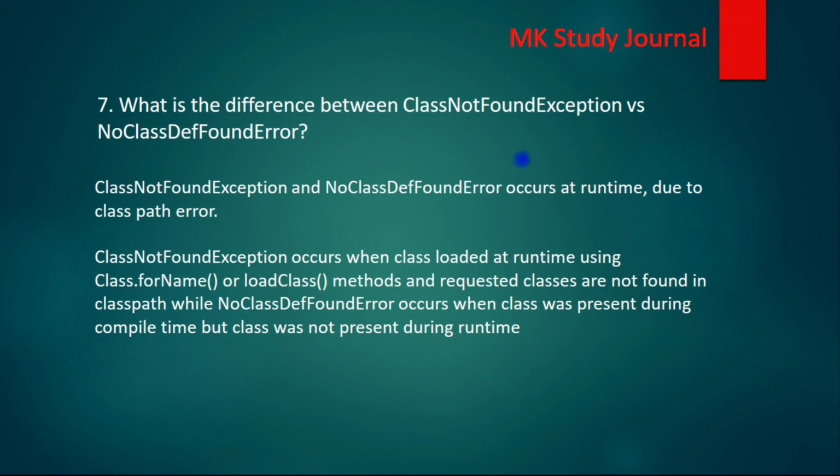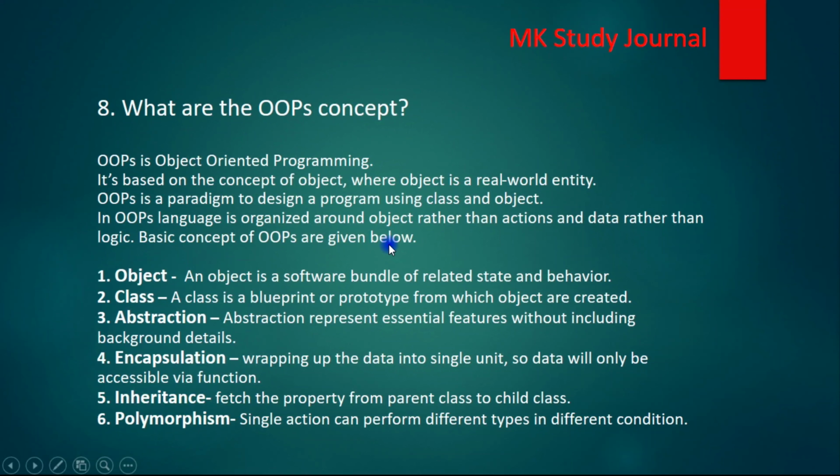So let's move on. What are the OOPs concepts? We know that OOPs concepts work around the object. Here I have mentioned the basic OOPs concepts. The first one is object, then class, abstraction, encapsulation, inheritance, and polymorphism. So these are basically the OOPs concepts. So what is an object? An object is a software bundle of related states.